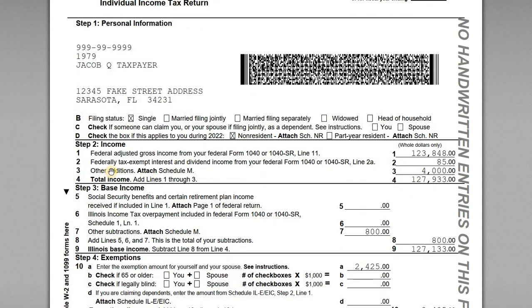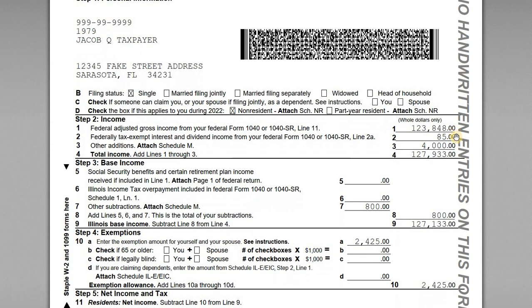So line 2 is federally tax-exempt interest and dividends from the federal 1040. There's our $85 amount. So Illinois will tax basically all out-of-state types of municipal bonds, and most Illinois, so in-state municipal bond interest is also subject to tax unless it's specifically exempted. And so they have a publication which lists those types of investments that would be exempted, but in this case, none of those apply. So we have to add back the $85 in interest.